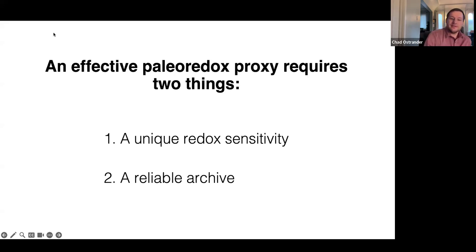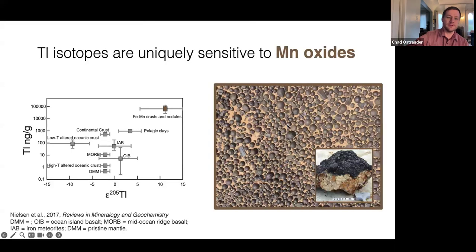And so in my mind, in order to be an effective paleoredox proxy, and for those who aren't aware of the definition of that, it's just something we can use to reconstruct past redox. It's our proxy for that ancient redox. In order to be an effective paleoredox proxy, a tool has to have two things. It needs to have a unique redox sensitivity, and it has to have a reliable archive for reconstructing this sensitivity. If a tool is not uniquely sensitive to anything, you'll get ambiguous results. And if it doesn't have a reliable archive, you have no chance or hope of reconstructing this redox sensitivity in Earth's past. So it has to, in my mind, be able to do these two things very well.